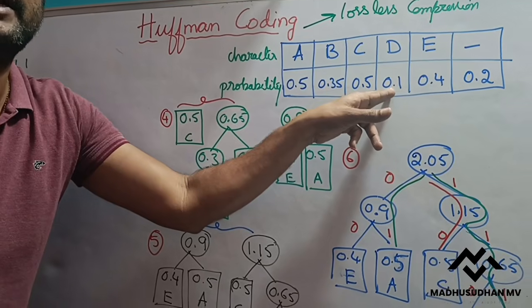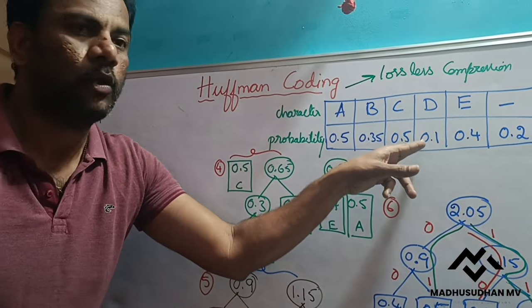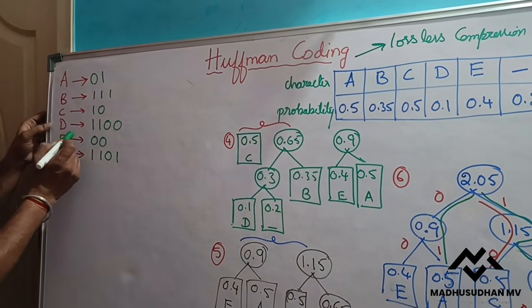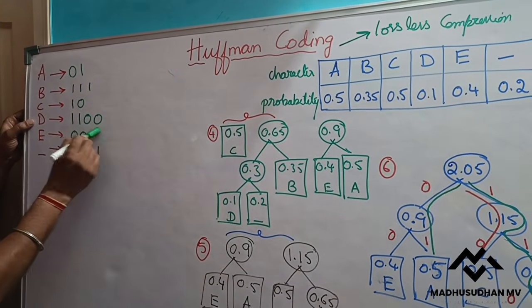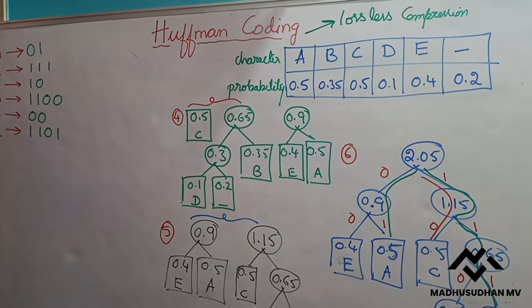See here, which is the least frequently occurred character according to this table? D. D is 0.1, 10% probability of occurrence. So it should get a lengthy code. See here, D gets 4 characters. Length of this D is 4. So this is what variable length coding is. This is what Huffman coding is.